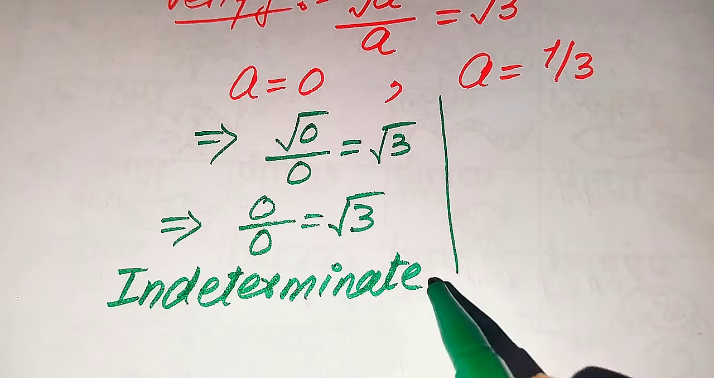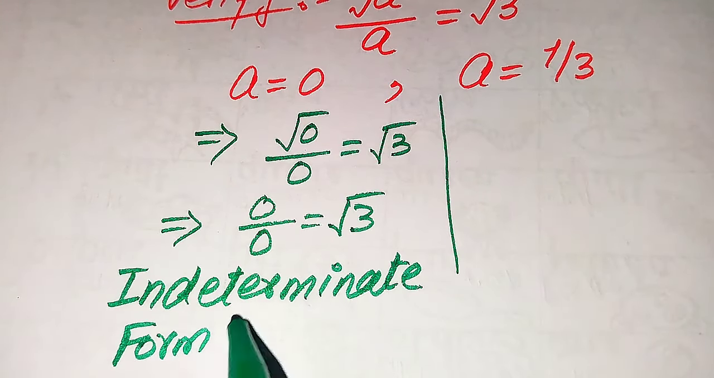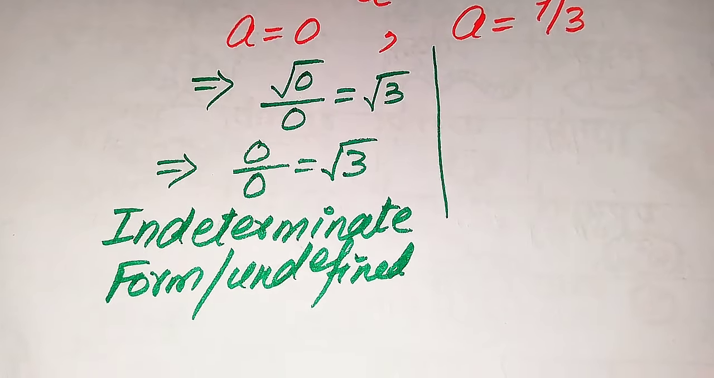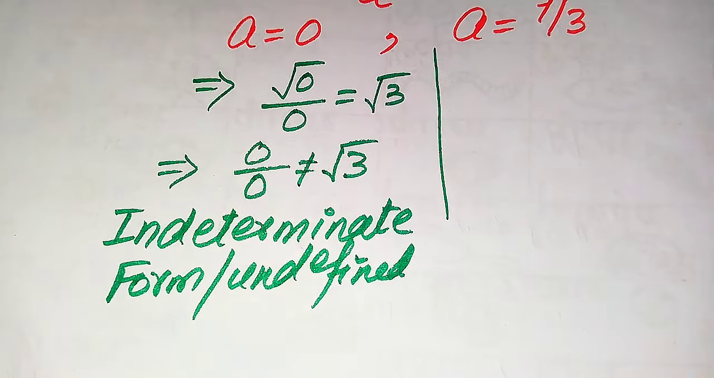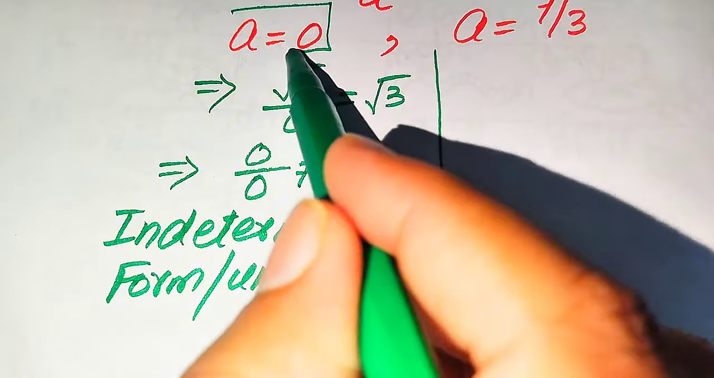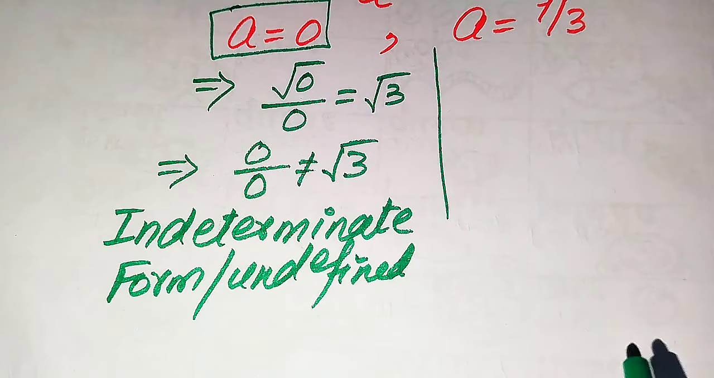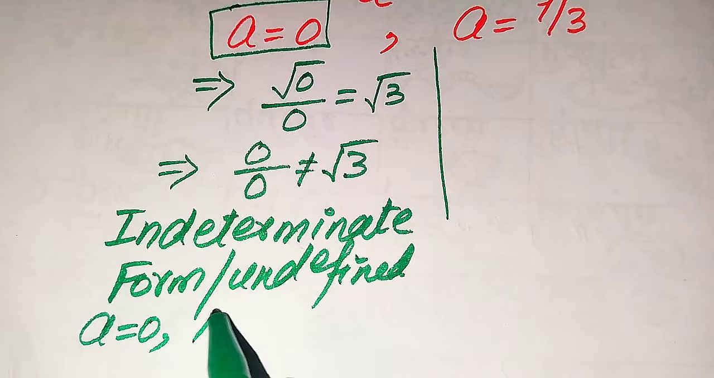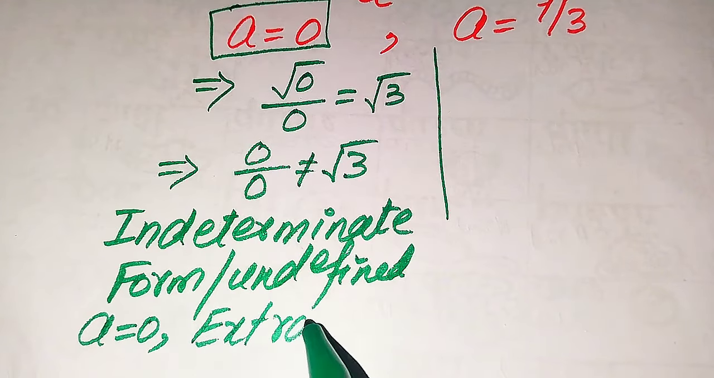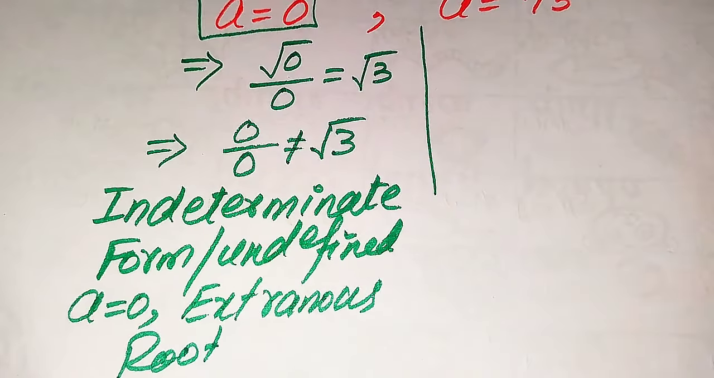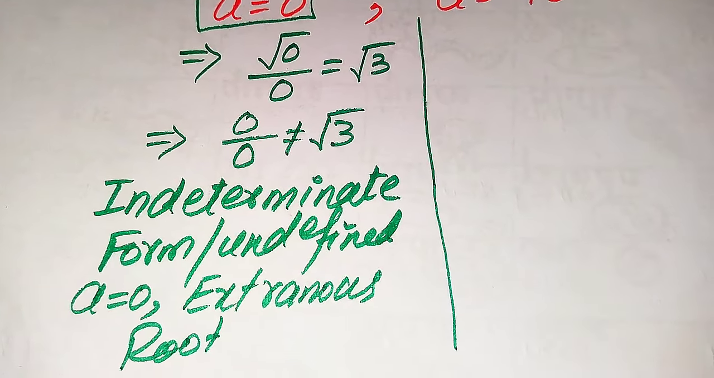So if this is the indeterminate form, or in other words the undefined form, then if our left hand side is undefined, this means that both of the sides are not equal. And if both of the sides are not equal, this concludes that the value a equals 0 does not satisfy our given question statement. We conclude that a equals 0 is the extraneous root of the given equation.